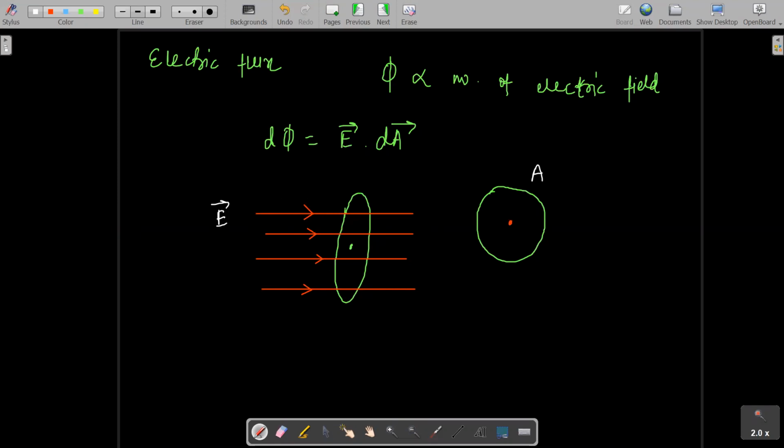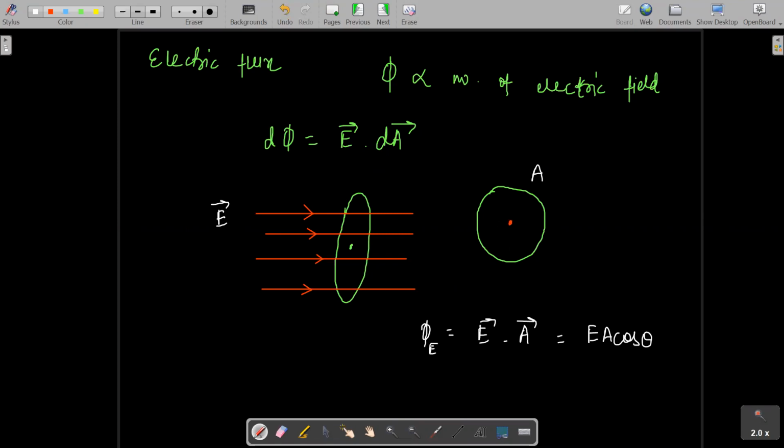So what will be the flux passing through this area, students? Tell me, electric flux, phi E. Phi E will be how much? It will be E dot dA. E dot A actually, not dA, because E dot dA is the small flux. It will be E dot A, or equal to EA cos theta: electric field into area into cos of the angle between electric field vector and area vector, right?